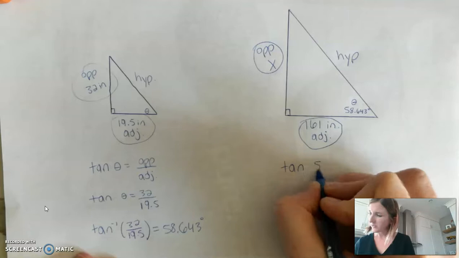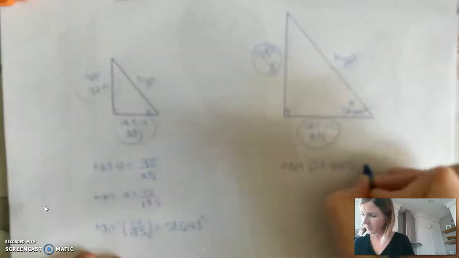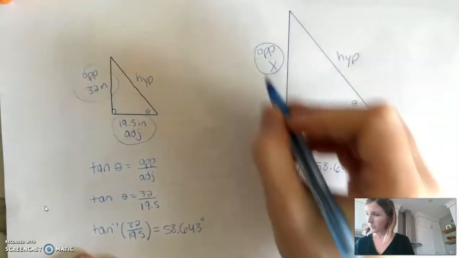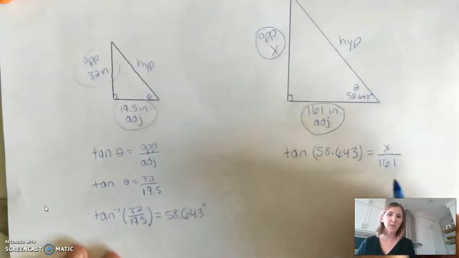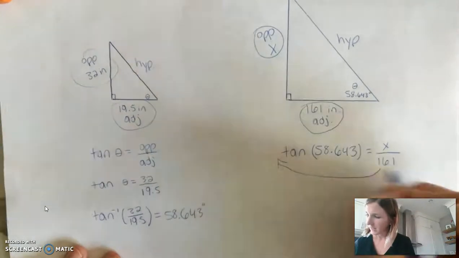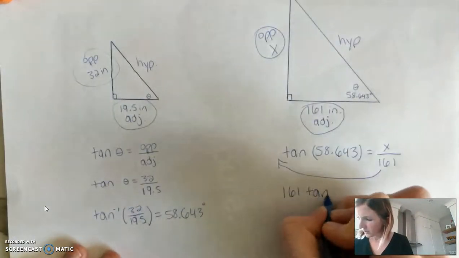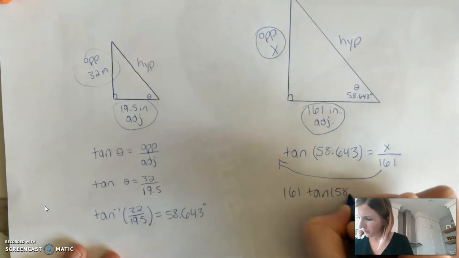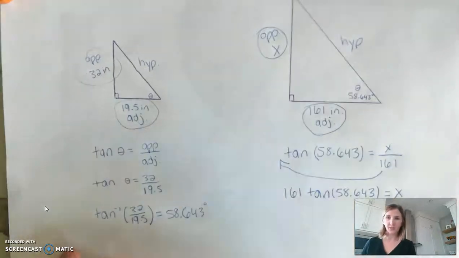So tangent of 58.643 is equal to x over 161, opposite over adjacent. I always tell my students if x is on top, you're going to kick that denominator to the front. So I'm going to kick 161 in front of tangent. So 161 tangent 58.643 is going to equal my house height.